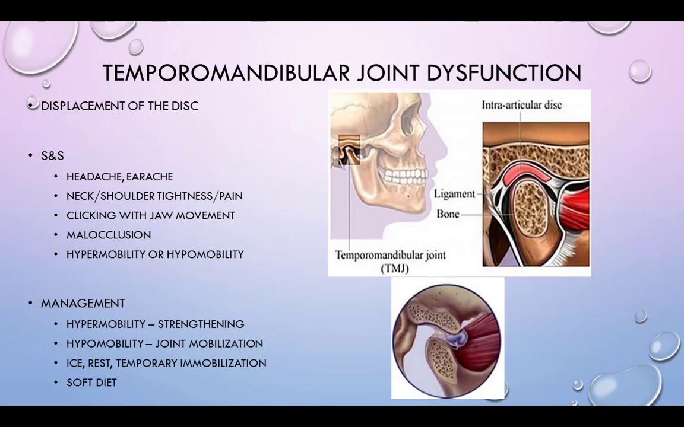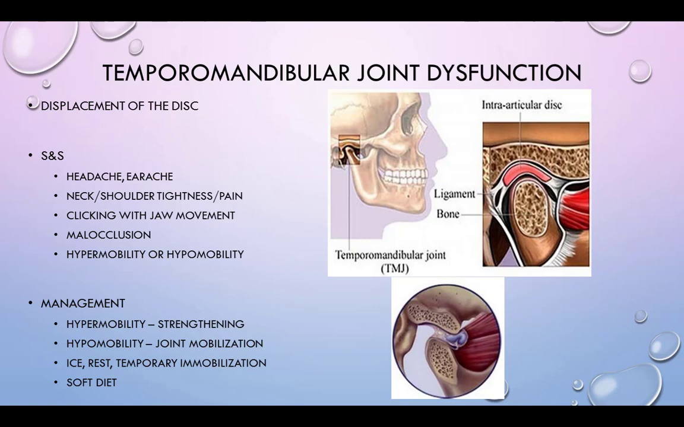TMJ dysfunction occurs with displacement of the disc. Common signs and symptoms include headache, earache, neck and shoulder tightness or pain, clicking in the jaw, especially during movement, malocclusion, hypermobility, which is too much movement, or hypomobility, which is too little movement.